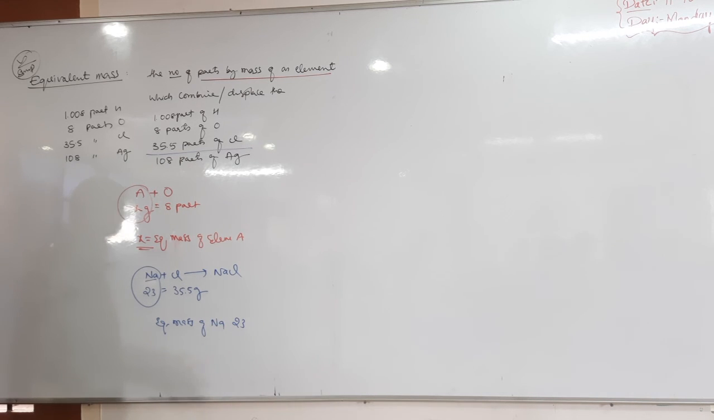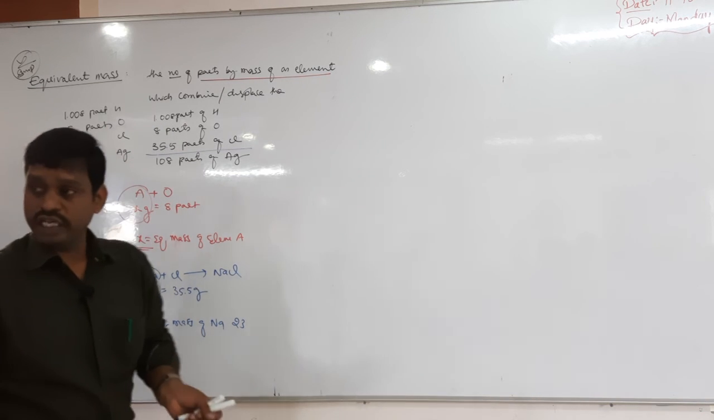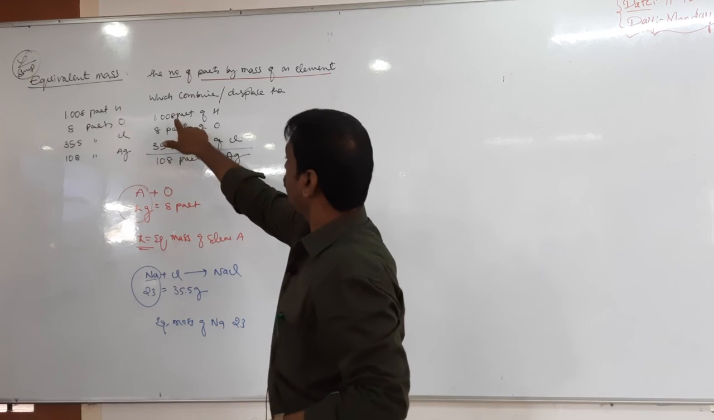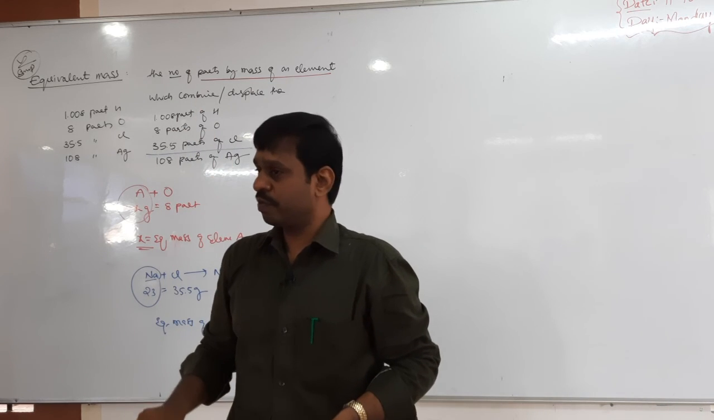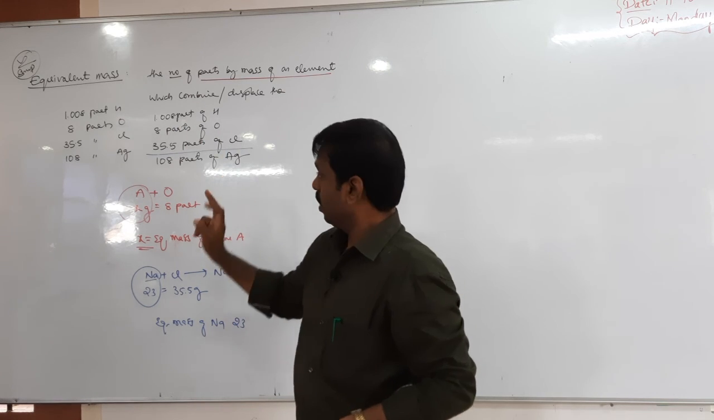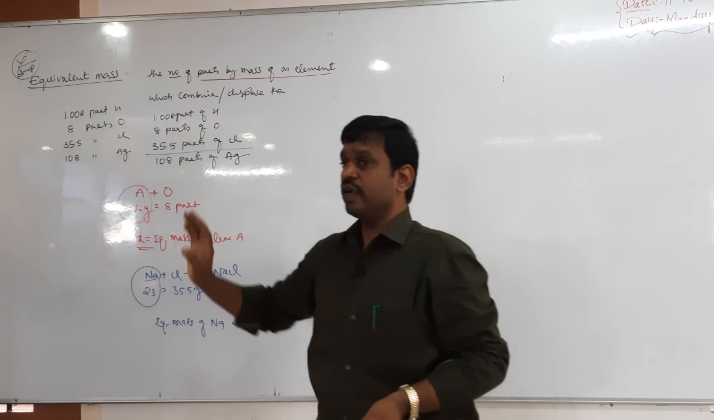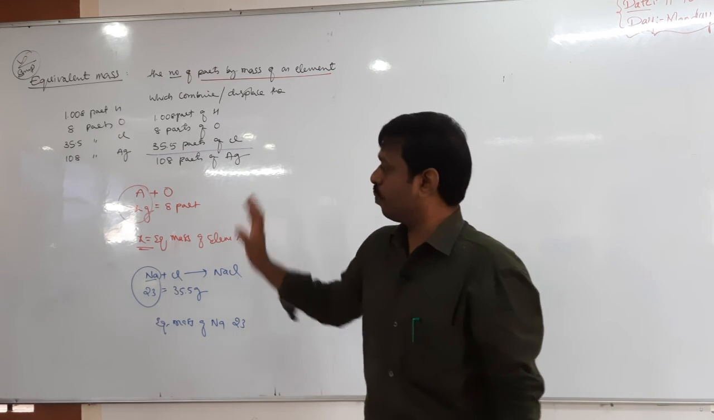You have to remember these equivalent masses. The equivalent mass of hydrogen is fixed. How much is it? 1.008 parts. You can take approximately 1 for calculation purposes. Next, the equivalent mass of oxygen is 8. Equivalent mass of chlorine is 35.5. Equivalent mass of silver is 108 grams or 108 parts.